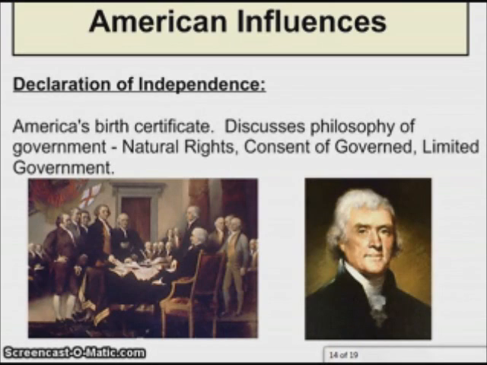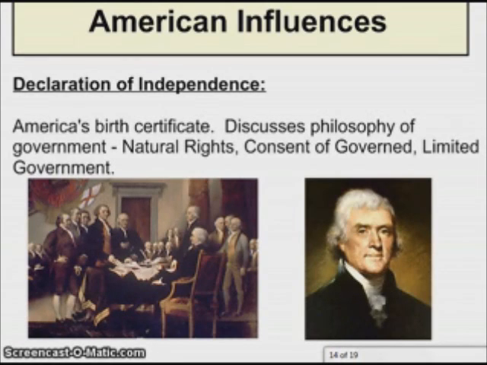Okay? Now, another document, a foundational document, kind of like the Magna Carta, is the Declaration of Independence. What you need to understand about this document is that it's our philosophy. This is our birth certificate, okay, as a nation. And this document discusses specifically the philosophy that we see in government.